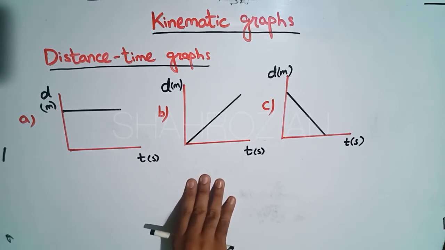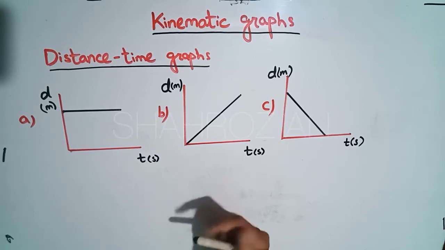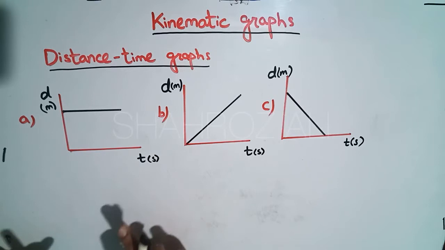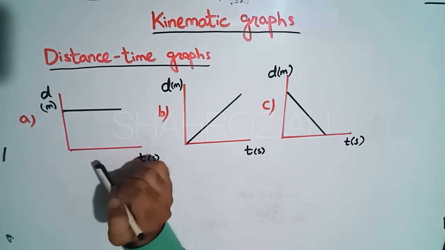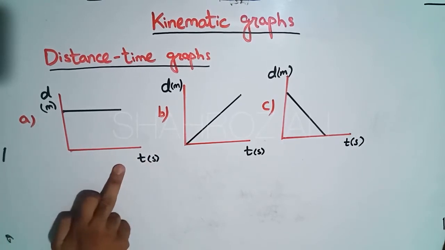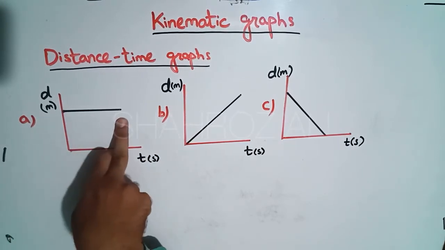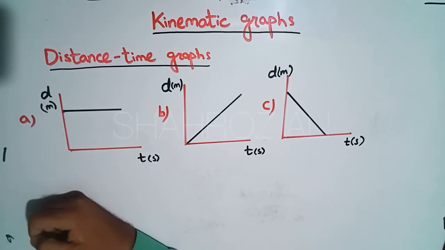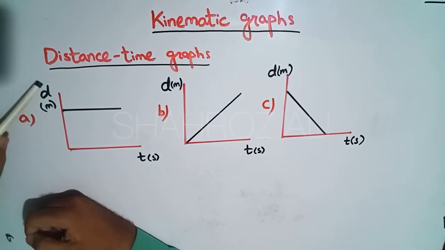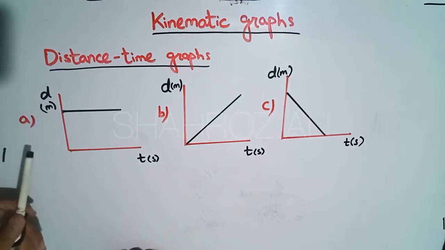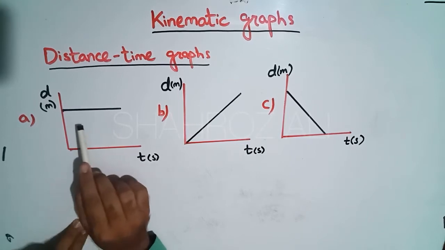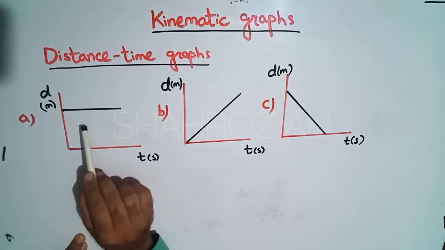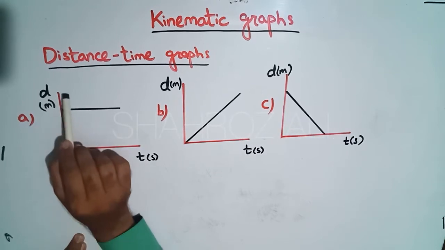So what is a graph? Basically, a graph is a pictorial way of presenting information. It will give you information in a picturized form. Suppose I am taking the first graph, it is a distance time graph. So what does this single line show us? This line is representing that distance is not increasing. It is parallel to the time axis, which shows time is increasing but distance is not increasing.